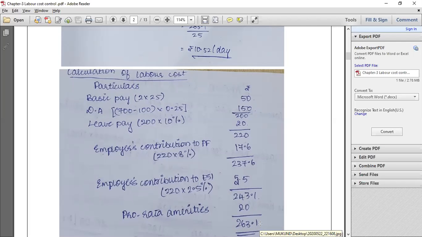That means for an employee or a laborer, for 1 month the wages amount to 263.